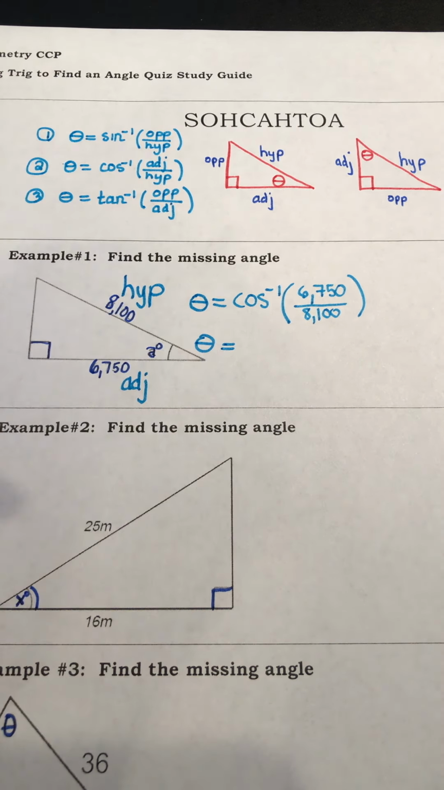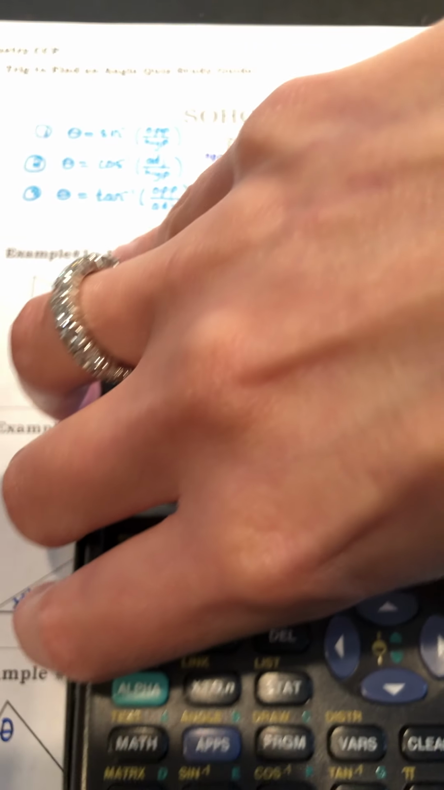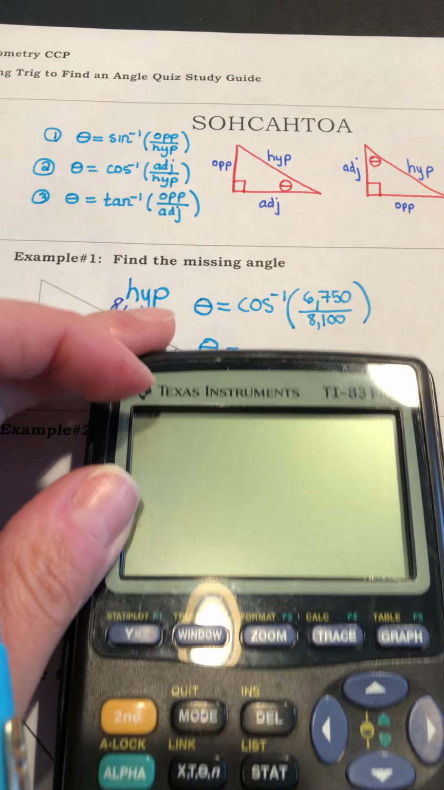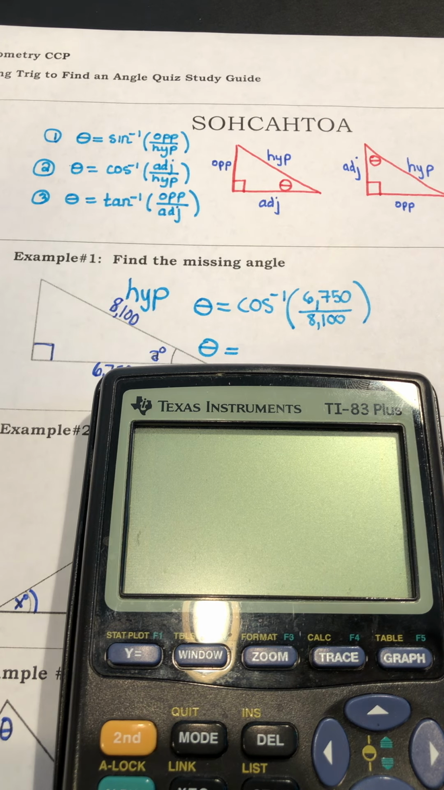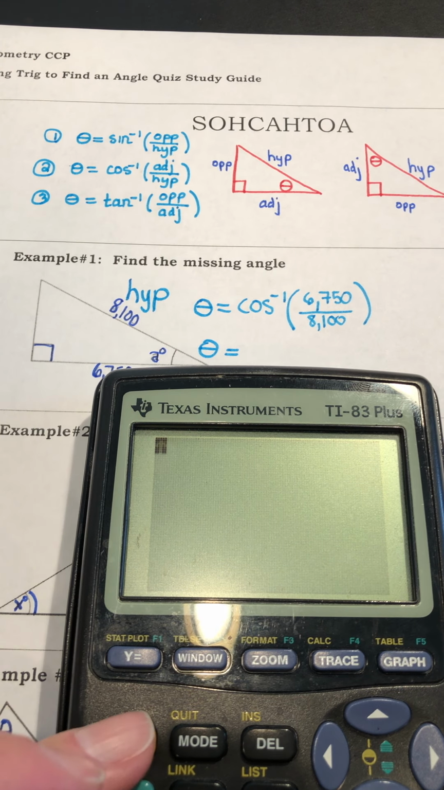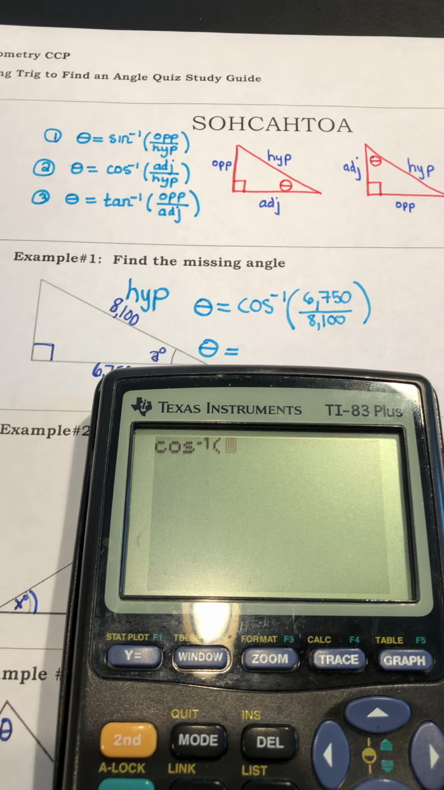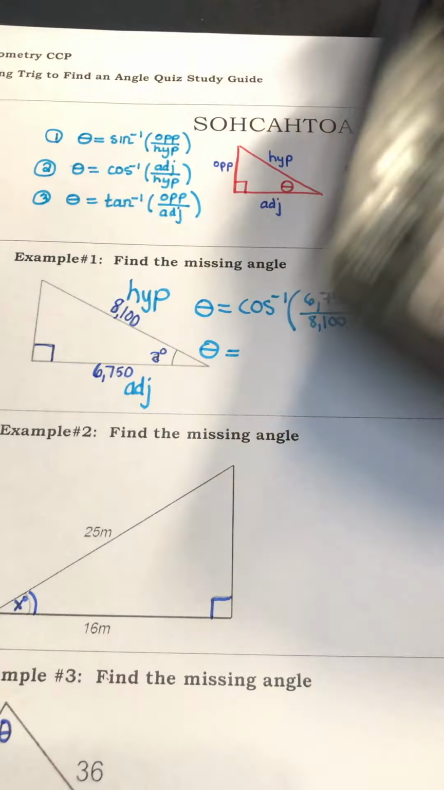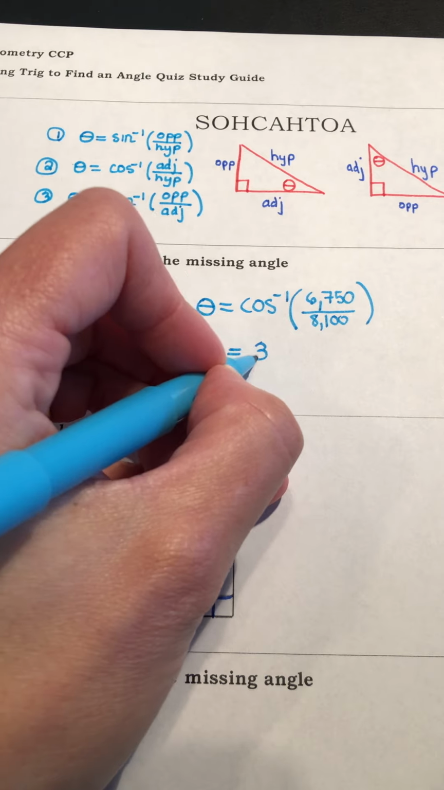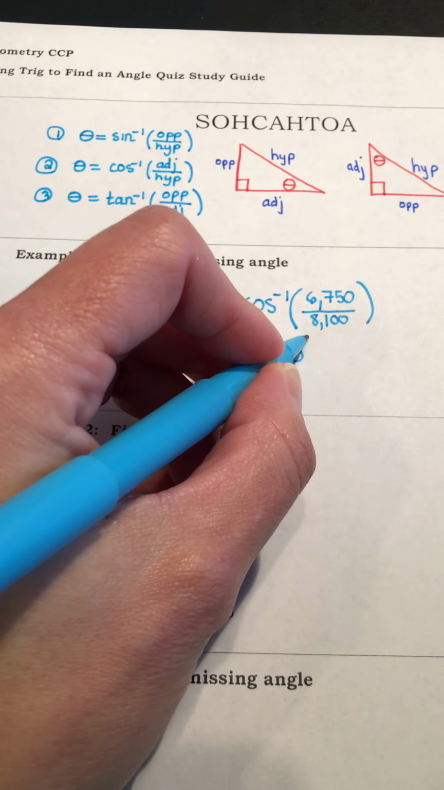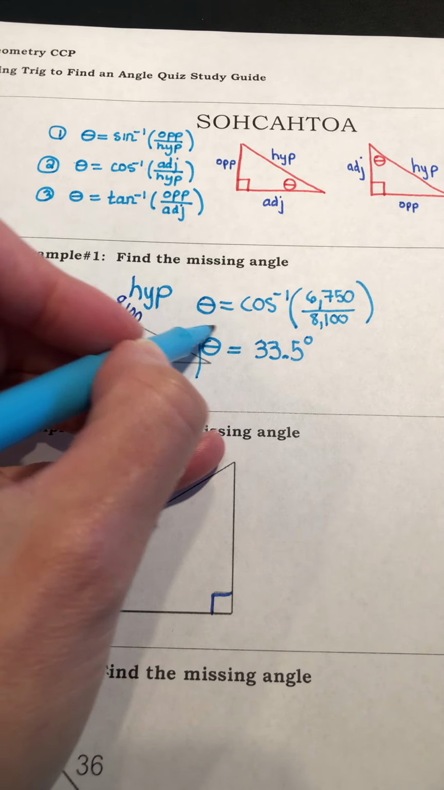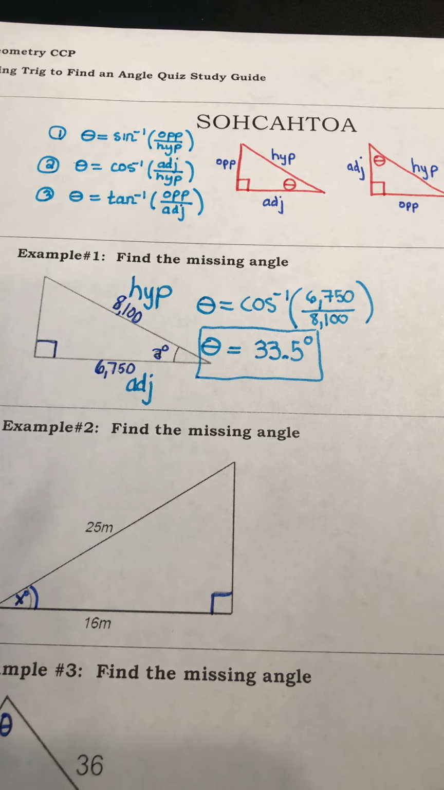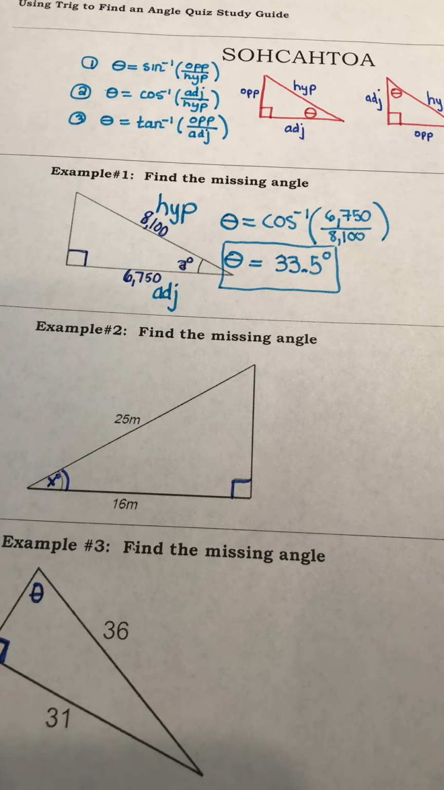Now I just have to carefully type that in my calculator. So let me show you how that works. Hopefully everybody can see that. So let's turn it on. That always helps. So inverse cosine of 6,750 divided by 8,100, and I always close the parentheses, and I get 33.5 degrees. And I really don't care how you round. That's not going to matter to me at all, as long as I can see your work and you have the roughly correct answer.